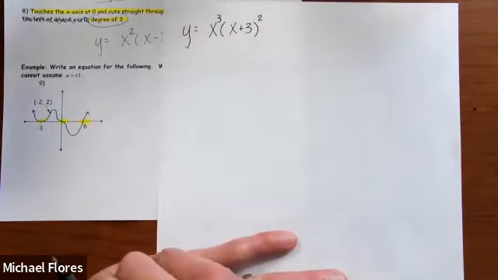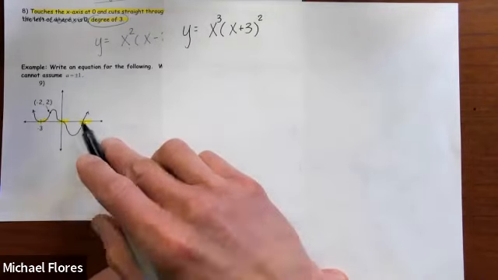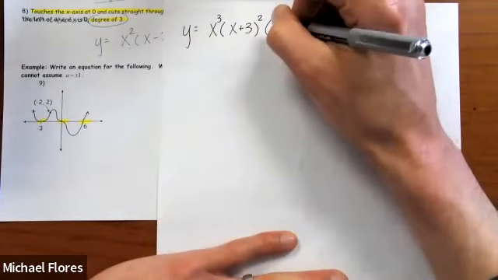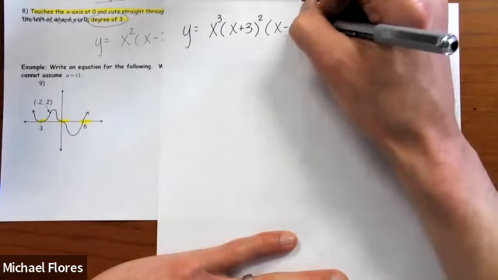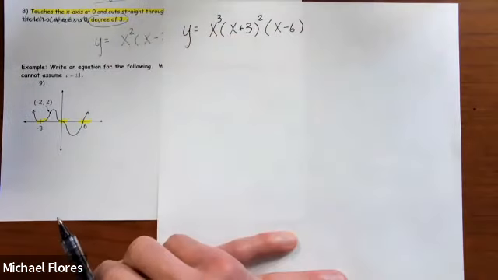So it must have a multiplicity of 3. And then we have another x-intercept here, where x is 6, so in factored form, that would be x minus 6. It is cutting through that point, therefore we have a multiplicity of 1.